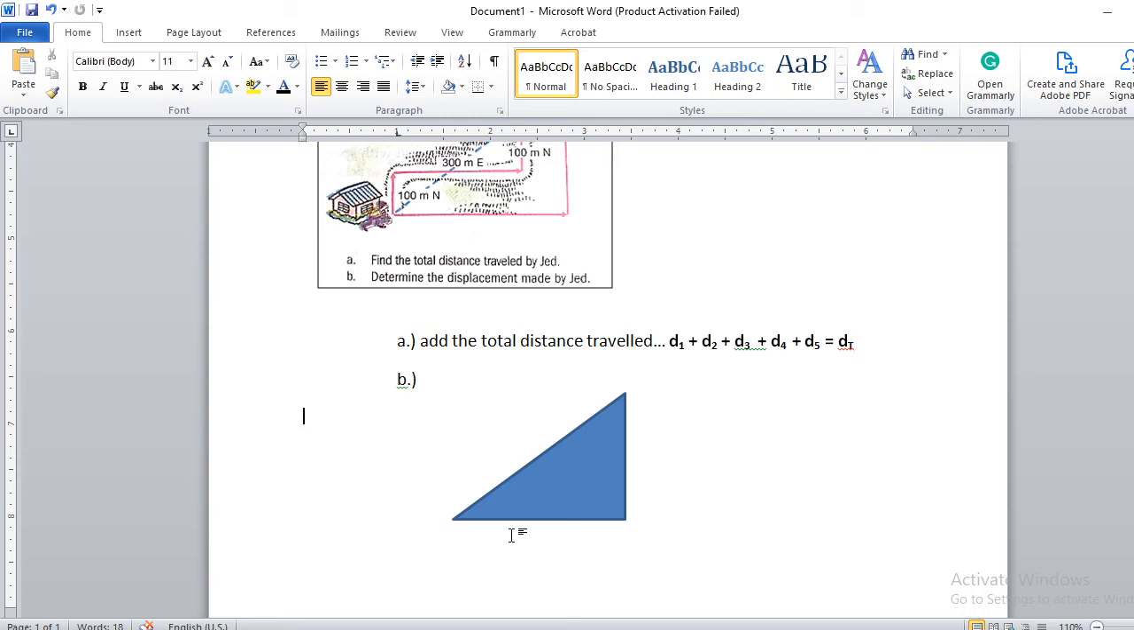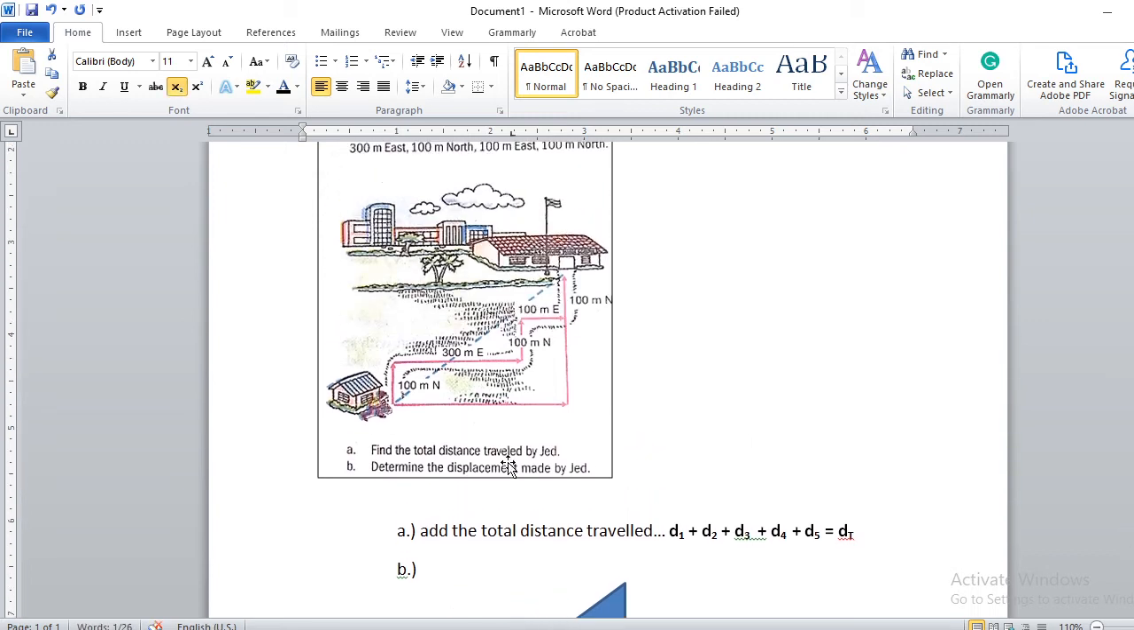Therefore, we can add now 300 meters or distance 1 plus distance 2. Now, we can have 300 meters plus 100 meters, right? Okay, so that would serve as the length of the base of the right triangle. Next, let's go for the altitude of the right triangle.